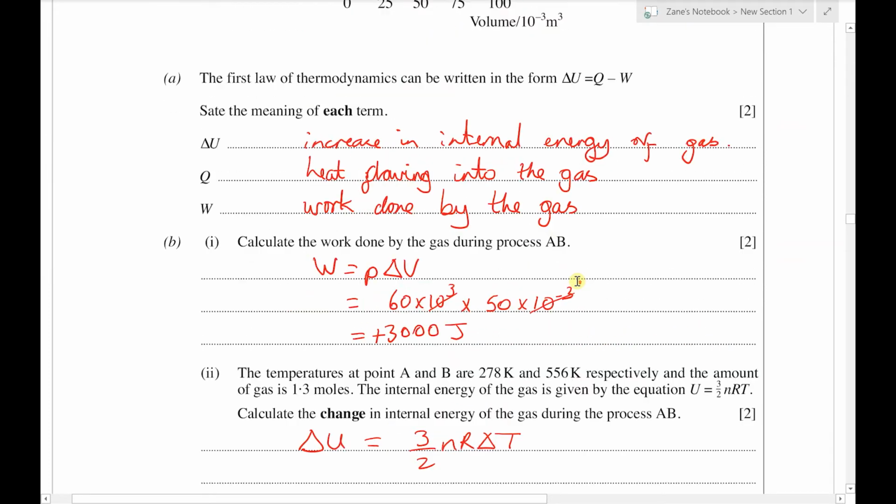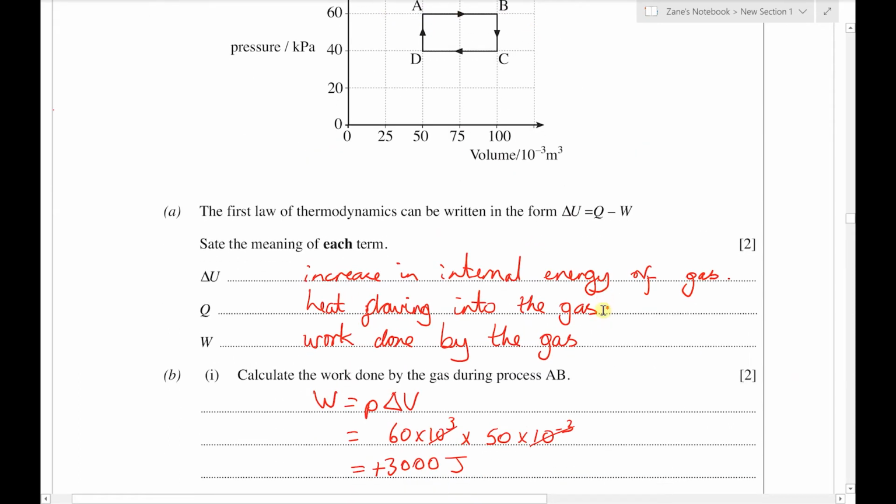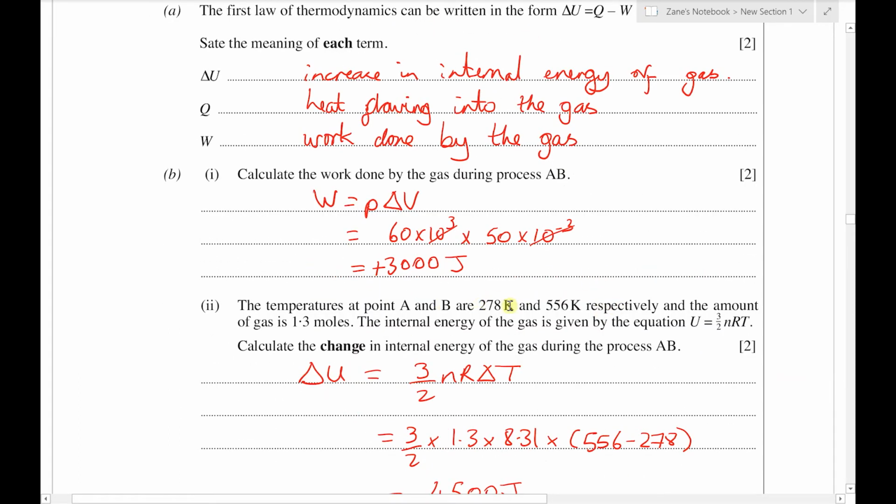Quick point here, remember that on these diagrams, pressure times volume tells you something about the temperature. And because the pressure at points D and C is exactly the same, but the volume of C is double the volume of D, that means that the temperature of C is double the temperature of D, and the same for B and A. And that's exactly what we got here, that the temperature of B is double the temperature of A.